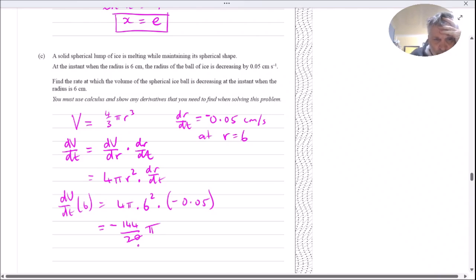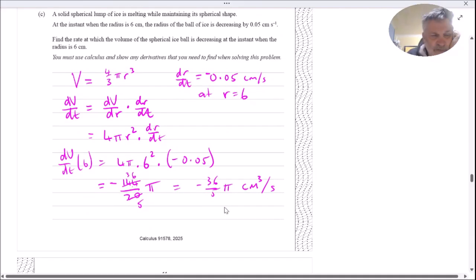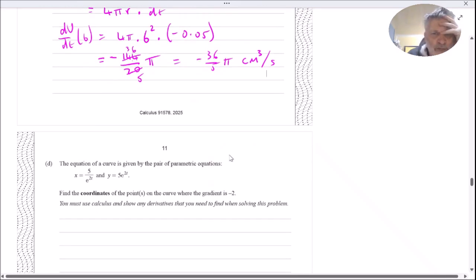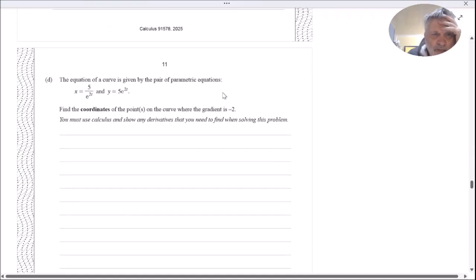We can always divide by 4. 4 3s are 12. 4 6s. So negative 36 over 5 pi centimeters cubed per second. You can work that out. Use a calculator if you want. I think leaving it with a pi should be okay. Pi is an accurate, exact number. If you put it into a calculator, you'll just get a rounded solution, unless you keep the pi's anyway.